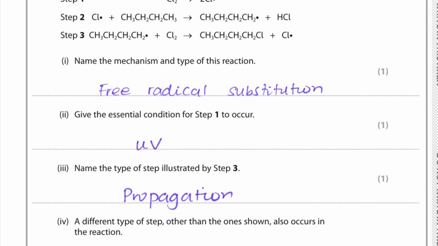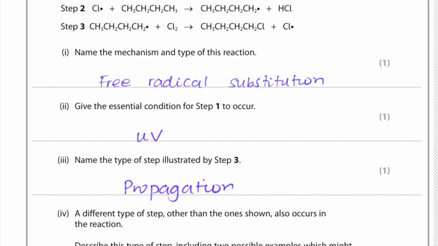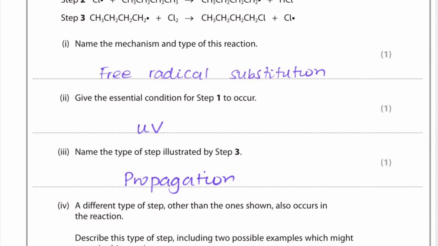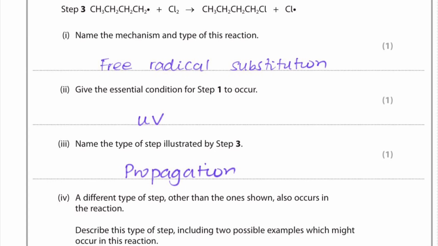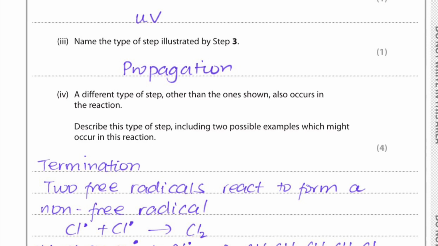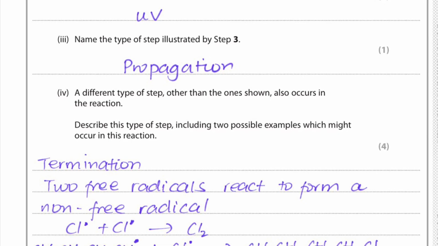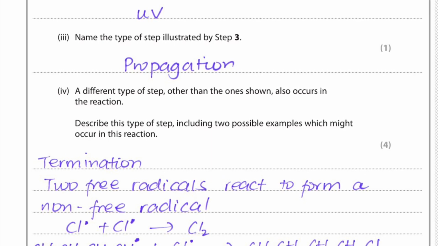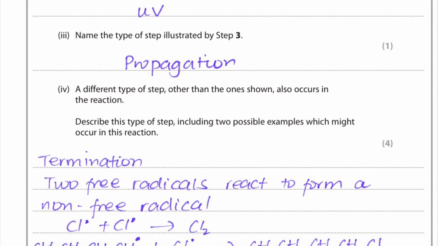Next, give the essential condition for step 1 to occur. For step 1, where chlorine splits into 2 radicals, we need ultraviolet light. The UV provides energy to break the chlorine-chlorine bond homolytically, producing 2 chlorine radicals. Then they say, name the type of step illustrated by step 3. Step 3 shows a propagation step. In this stage, the butyl radical reacts with another chlorine molecule to form the main organic product and regenerate another chlorine radical, continuing the chain reaction.